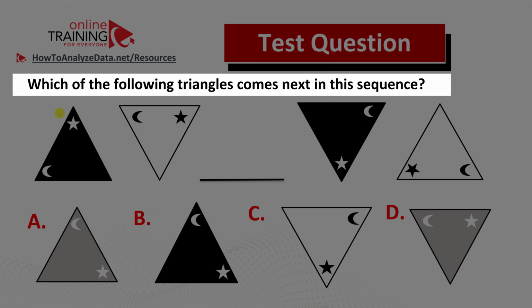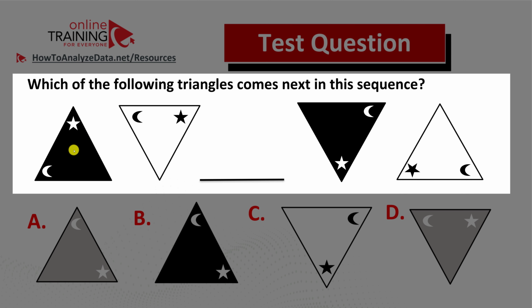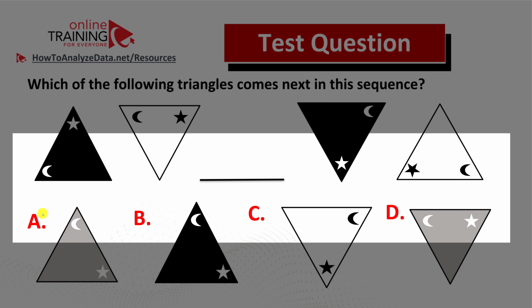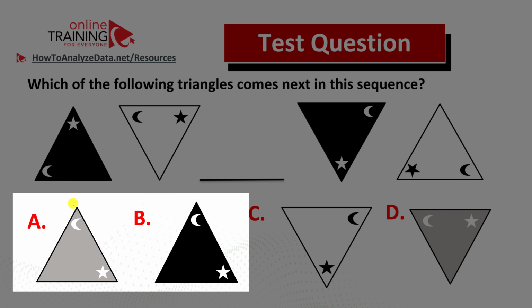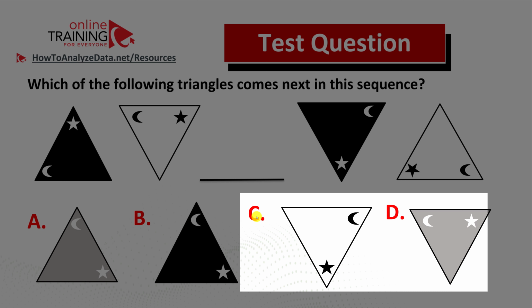Which of the following triangles comes next in the sequence? You have a sequence of 5 triangles, and one triangle in the middle is missing. And you have 4 different choices to pick the right triangle. Choices A and B are represented by gray and black triangles pointing toward the top, and choices C and D are represented by white and gray triangles pointing to the bottom.